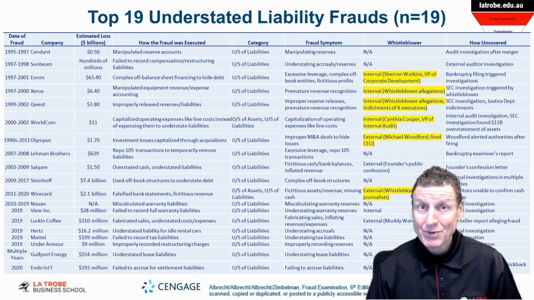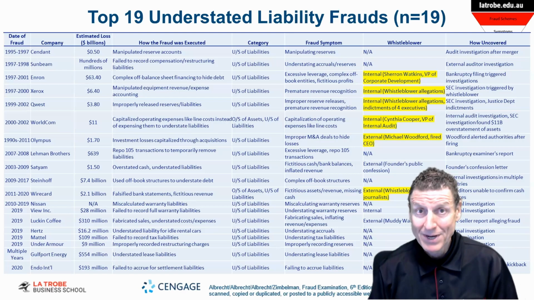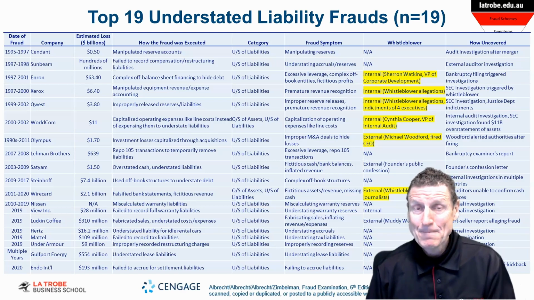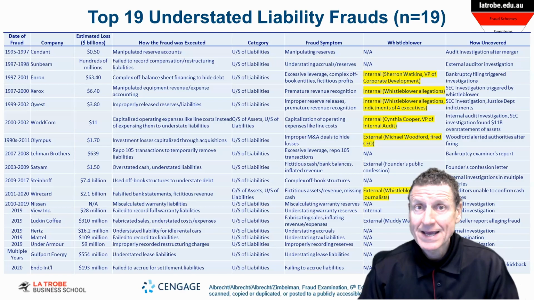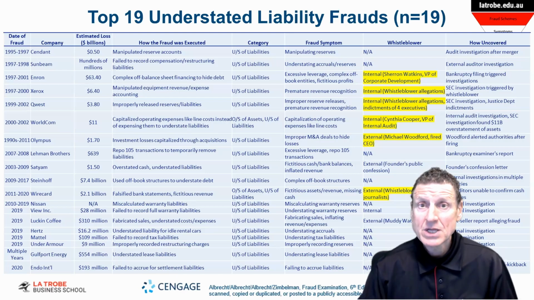In more detail, if I expand the list to include only those focusing on understated liabilities, then we have frauds that are less than 1 billion and a lot of less than 100 million. The list expands considerably. Why did I do this? Because I want to show you how the fraud was executed in a variety of ways that we will look at in this part, but also how the fraud was uncovered.